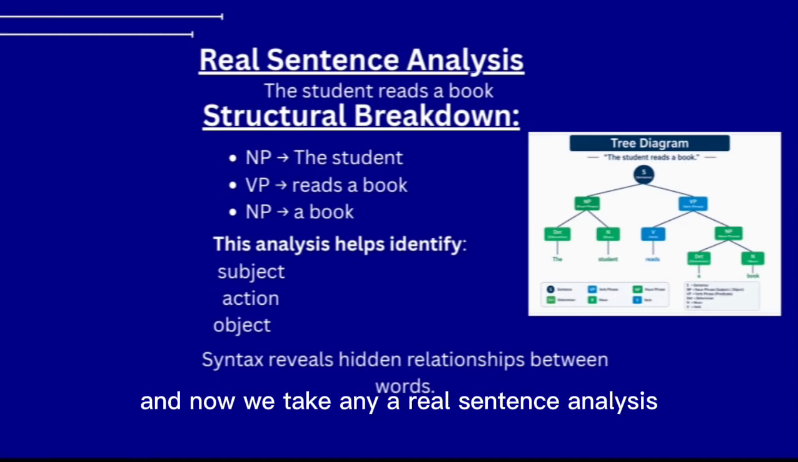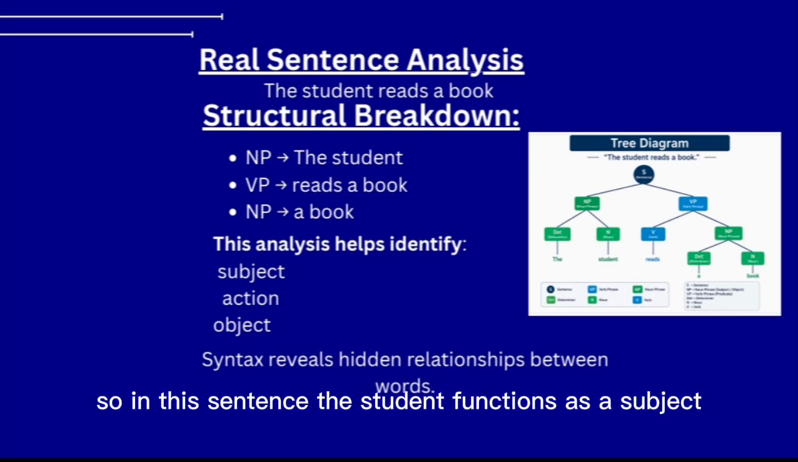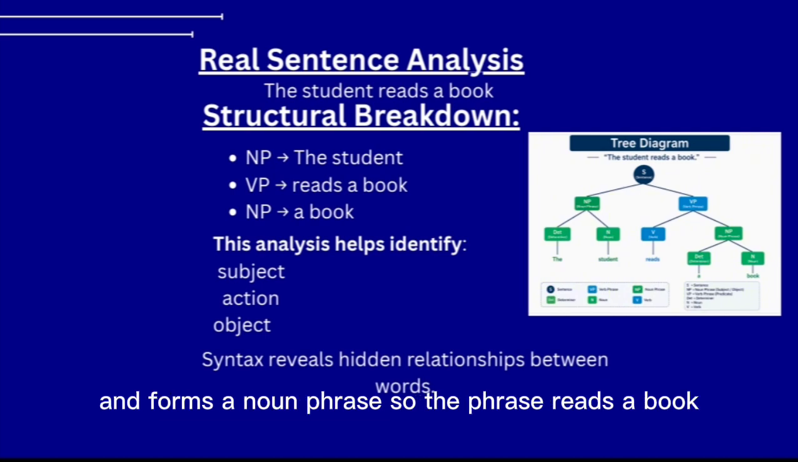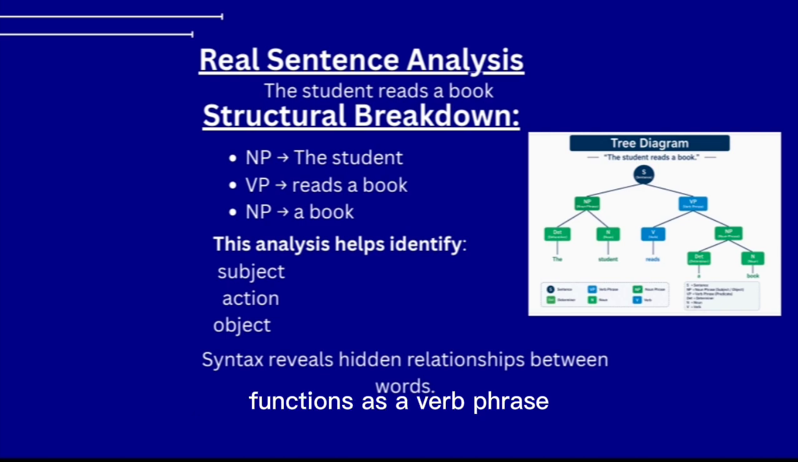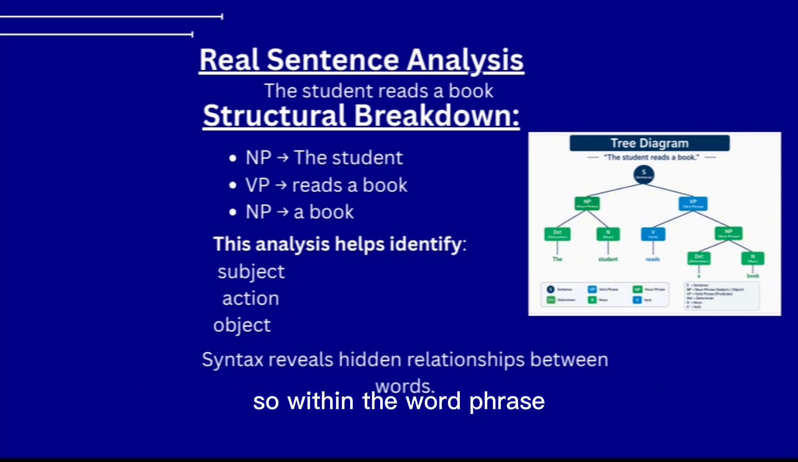And now we take a real sentence for analysis. For example, the student reads a book. So in this sentence, the student functions as a subject and forms a noun phrase. The phrase reads a book functions as a verb phrase because it contains the action being performed. Within the verb phrase, a book forms another noun phrase because it functions as the object receiving the action.